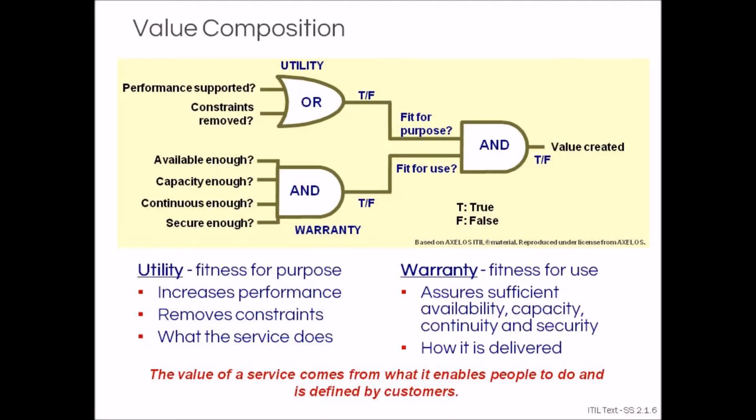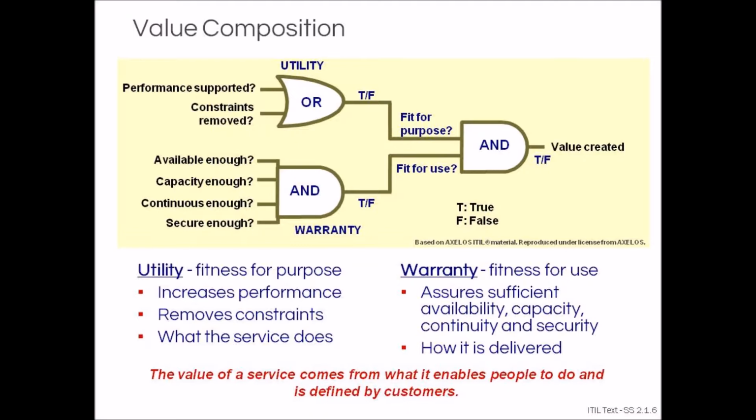And this diagram, this logic diagram, really helps us to understand how utility and warranty have to come together in order to be able to deliver on that. So why under utility is there an or? Well, some of the constraints that we find are what they are. They can't be removed, and so we may have to look at other ways to be able to provide what the customer needs, that is, enhance their performance. So if I can either enhance their performance or I can remove the constraints, then I can provide that utility they're looking for. Now, utility, though, has to be backed up by warranty.